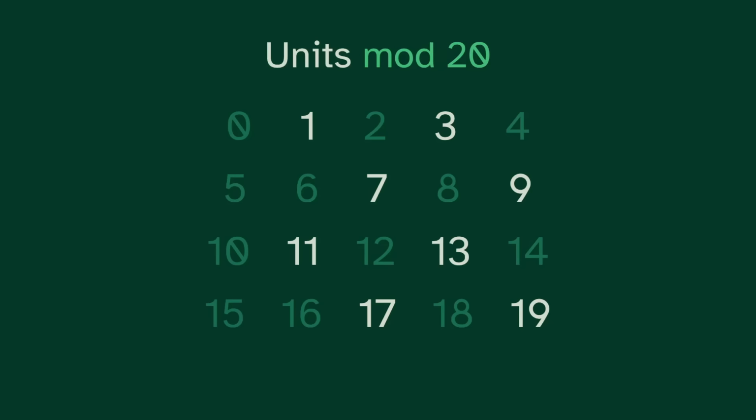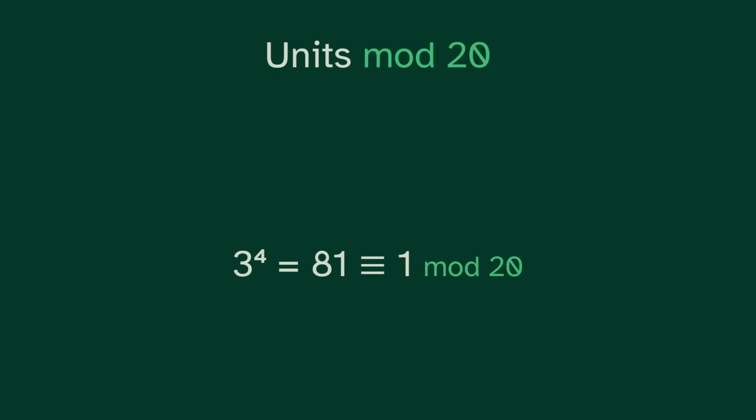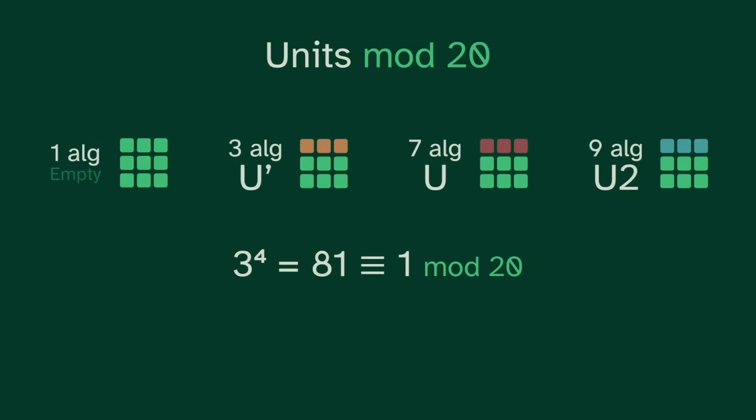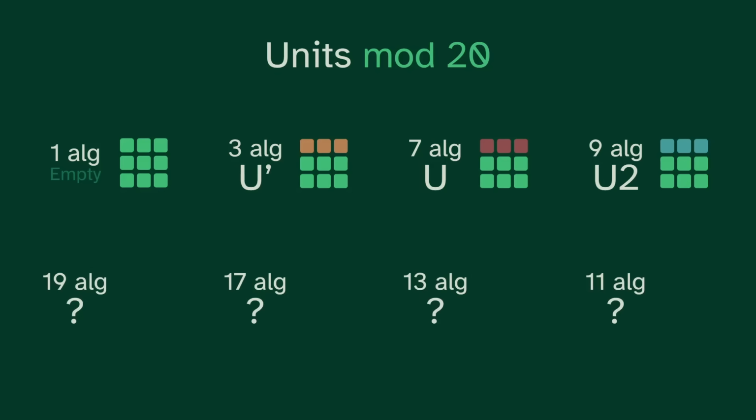They're units. We have the same 4 units from mod 10, and then 10 plus each of them. So it looks like maybe we can build off of the mod 10 system. And yes, 3 to the 4th is 81, which is still 1 using mod 20. So these algs will still work with these 4 units. We just need to add in the other 4. But how can we do that?